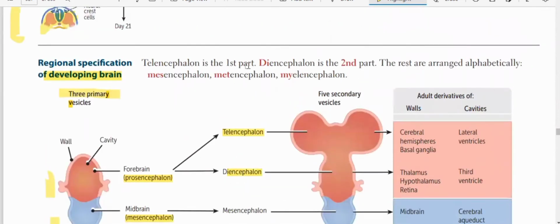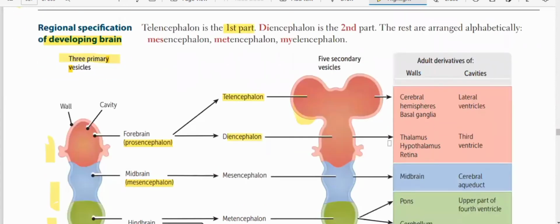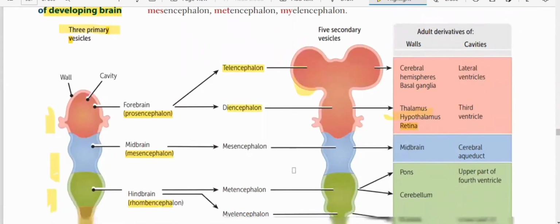Telencephalon is the first part. If you memorize, diencephalon is the second part, and the telencephalon mainly forms the cerebral hemispheres. This is one cerebrum, and this is the other cerebrum, and these are the cerebral hemispheres. And the diencephalon mainly forms the thalamus, hypothalamus, and some part of the retina.